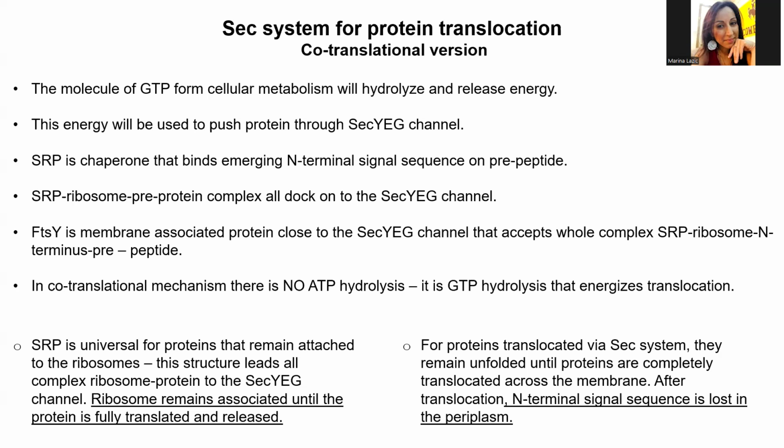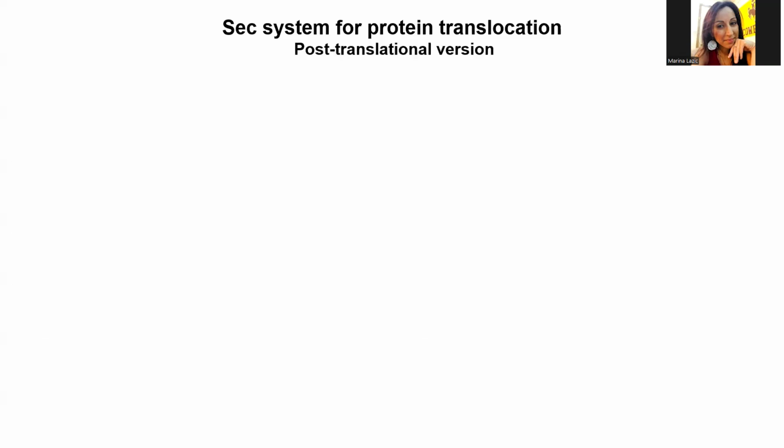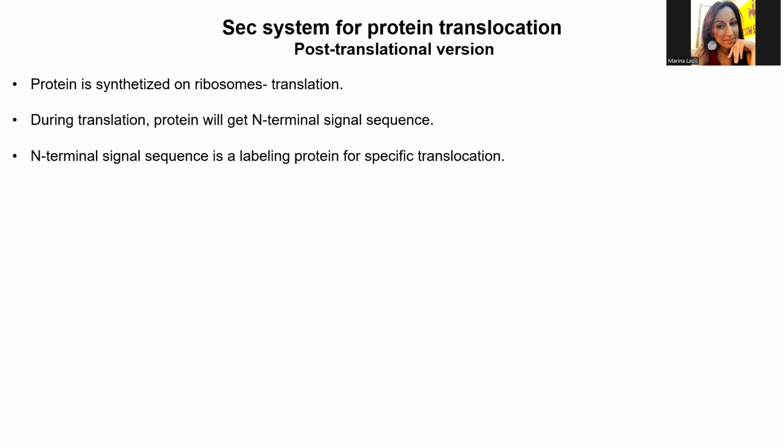Now, what about the post-translational version? Again, the name tells you the protein probably gets first translated, then taken by something and pushed to the membrane. That's the whole difference. So again, the situation is very similar to the co-translational one. The protein is synthesized on the ribosome, and again, it gets an N-terminal signal sequence. So this N-terminal signal sequence will be associated with all proteins that get to be exported through Sec, and also with Tat, but Tat has different entities.